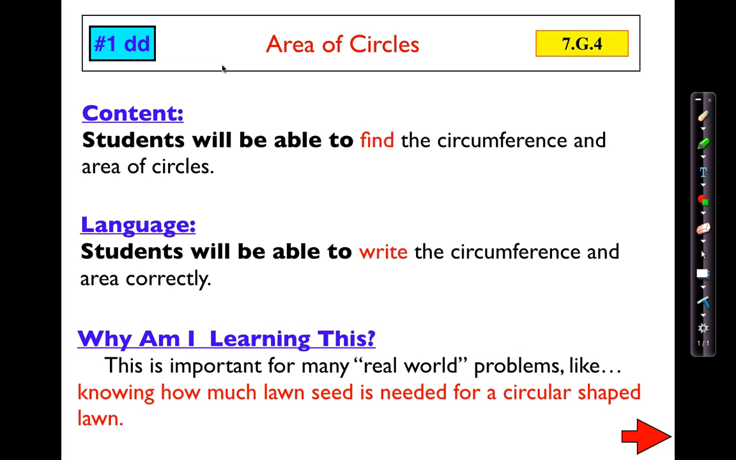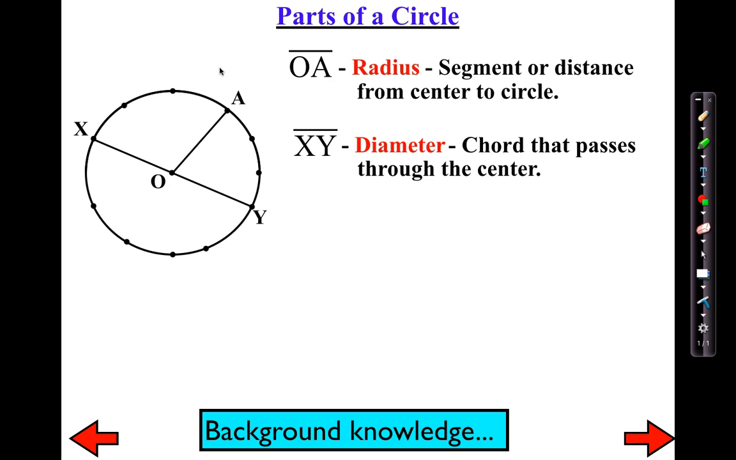Why am I learning this? Well, it's important for many real-life problems such as knowing how much lawn seed is needed for a circular shaped lawn. For background knowledge, let's go ahead and quickly go over the different parts of a circle.